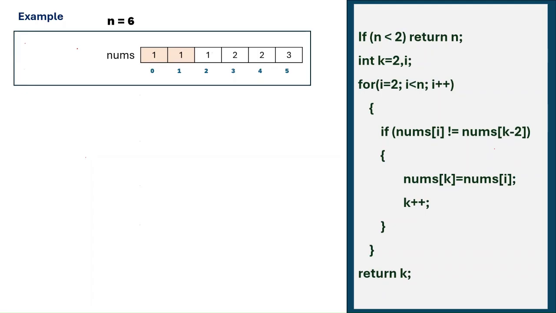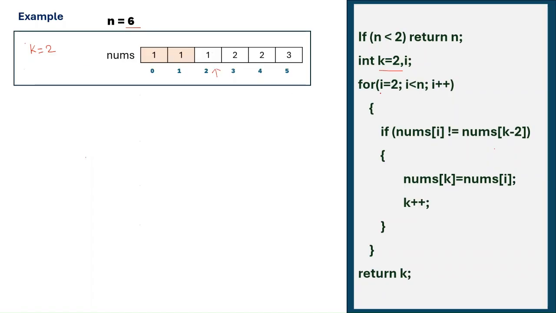Let's try to understand with the help of example. Here we have nums array and size of array is 6. As we know, numbers at index 0 and 1 are always valid. So we will start with k equals to 2. So k is pointing to index 2. K variable is used to store position where the next valid number will be stored in nums array.